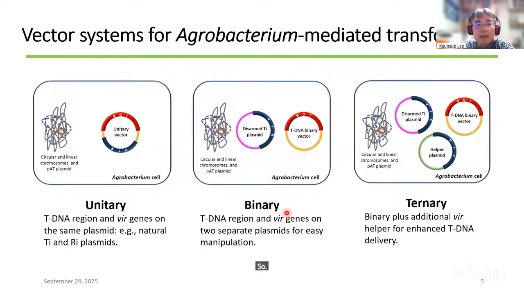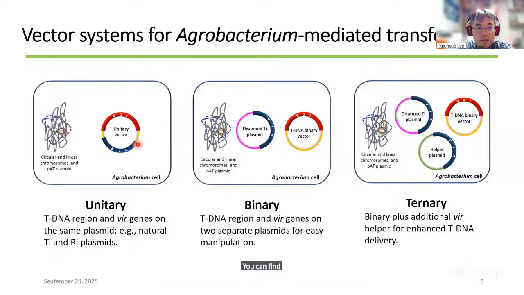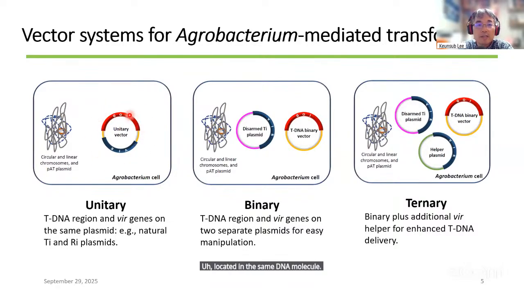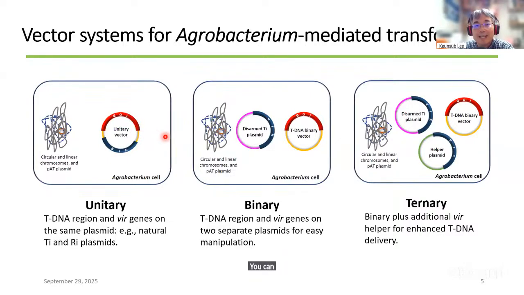So there are different vector systems for Agrobacterium-mediated transformation. In naturally existing systems, such as a Ti or Ri plasmid, you can find the vir region and the gene of interest, in other words the T-DNA region, located in the same DNA molecule. So this is a unitary vector system, okay? And in the late 1970s, people discovered that if you replace the natural T-DNA with your gene of interest, you can transfer it into the plant cells.